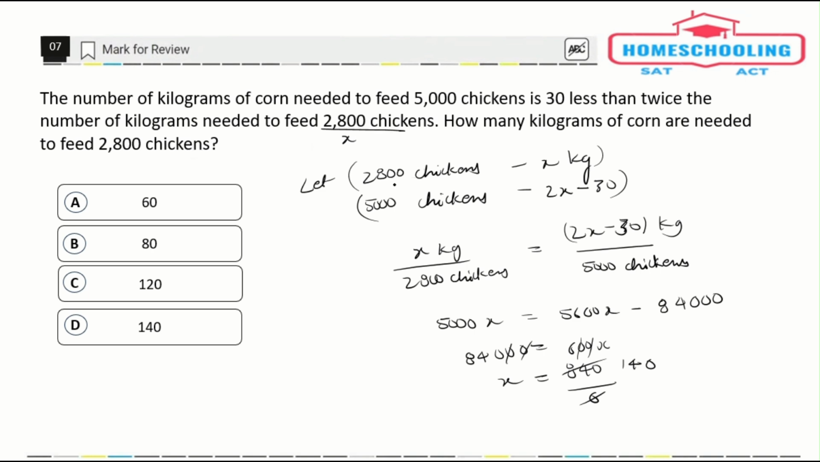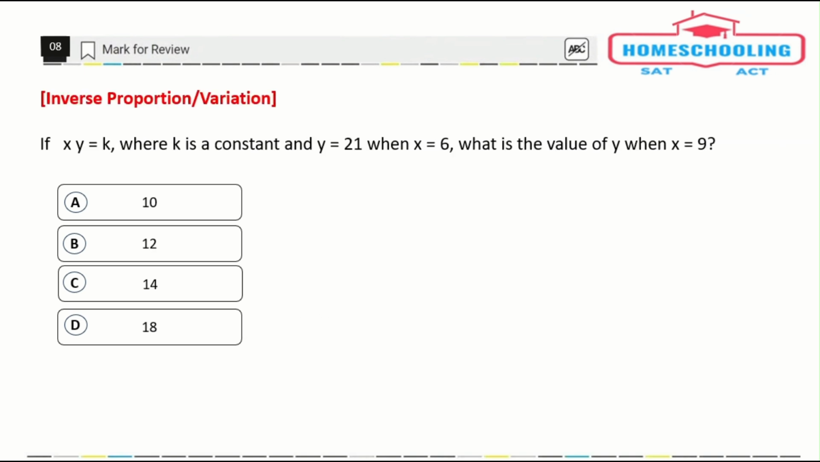As we know, for 2,800 chickens, x kilograms are needed. So x kilograms is equal to 140. That is your answer. So option D will be your correct answer. Now moving to the next type of question, that is inverse proportion and variation questions.